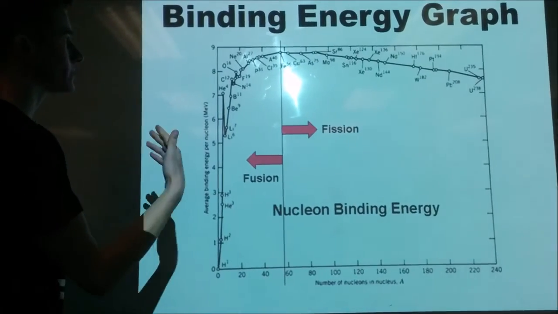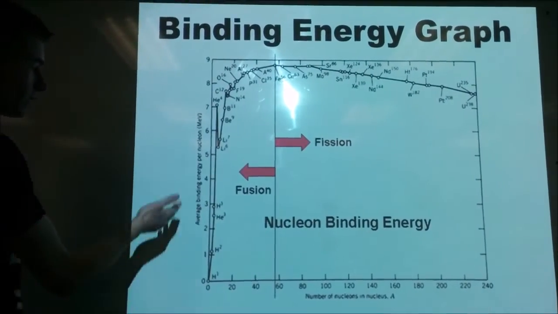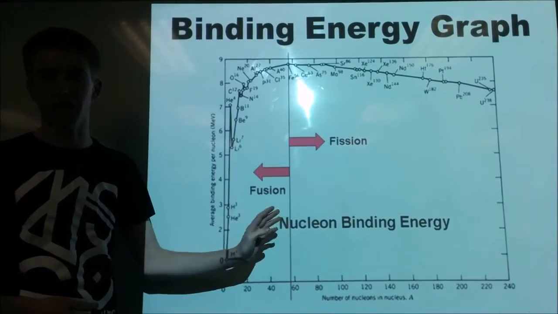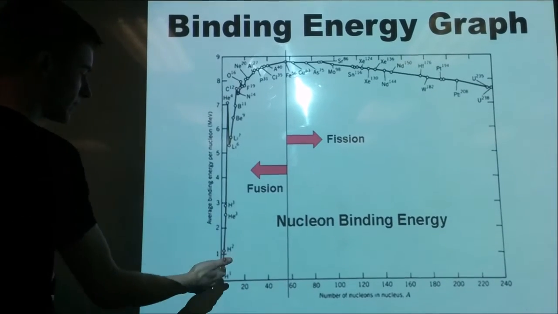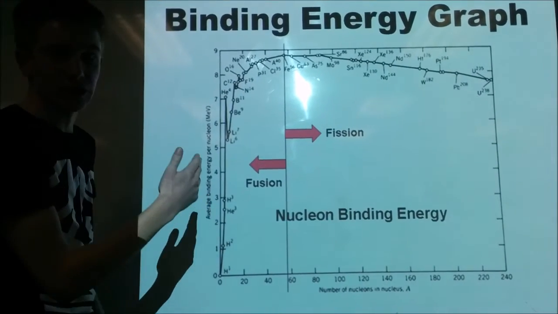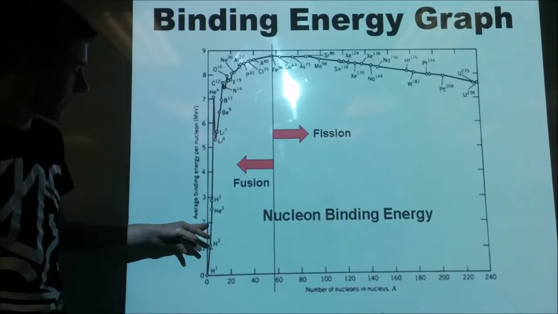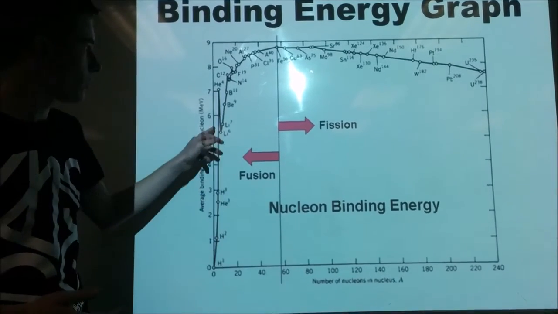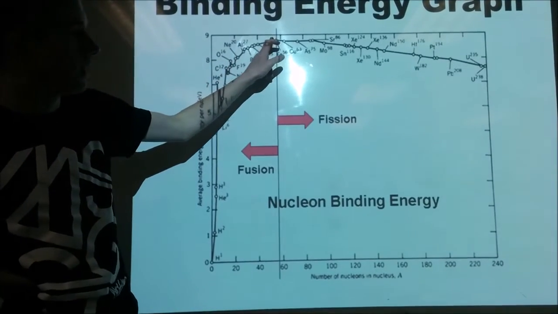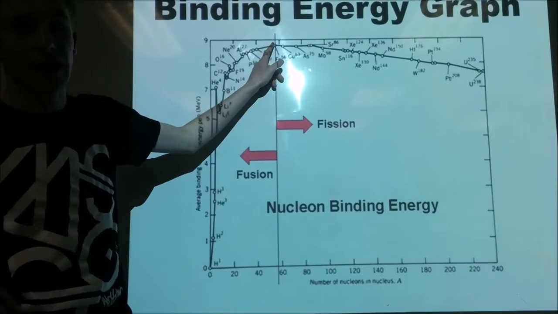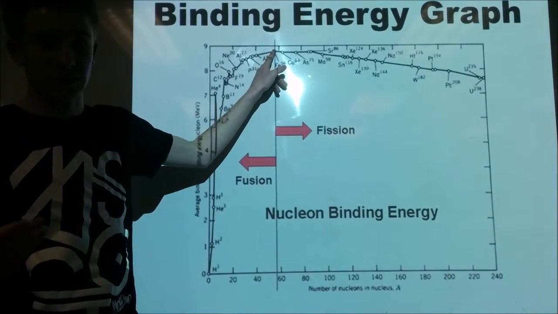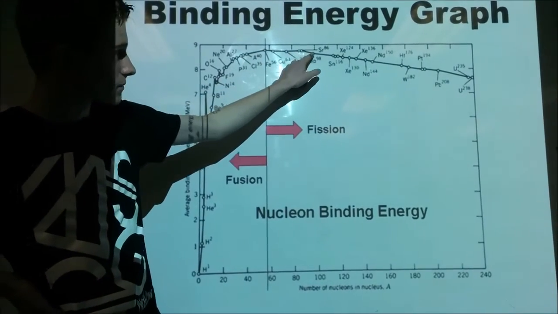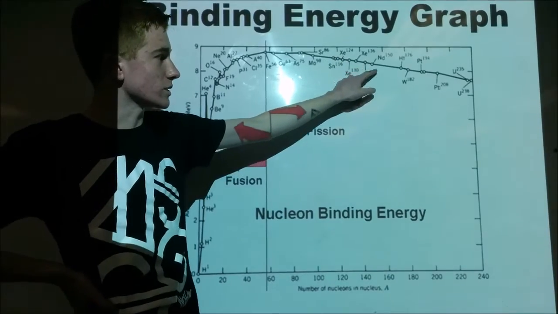Okay, so here we can see a graph of the binding energy per nucleon against the number of nucleons in the nucleus. So, we can see that as the number of nucleons in the nucleus increases, the atom gets more and more stable, i.e. the binding energy per nucleon increases. This happens up until iron. Now this tells you that iron is the most stable element in the universe. Because after iron, you can see that the binding energy per nucleon slowly decreases.